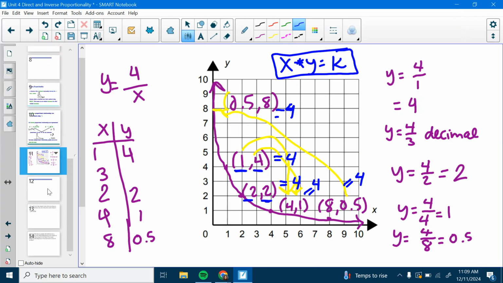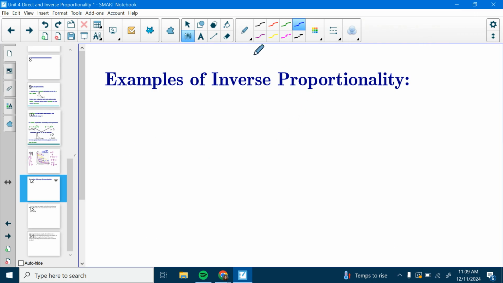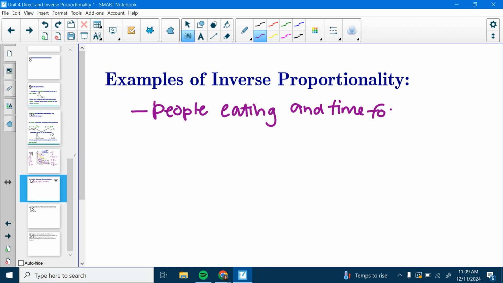All right, some examples of where we see inverse proportionality, there's lots of them. It's a very common phenomenon in math, in science, in our world around us. Would be something like people eating and the time food lasts. So when we hear things about rationing, if you know what rationing is, that word has ratio in it, meaning a fraction.